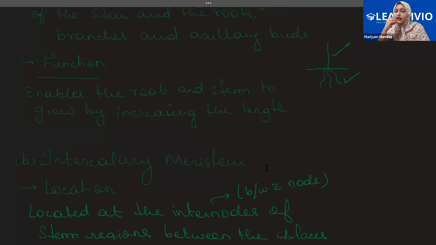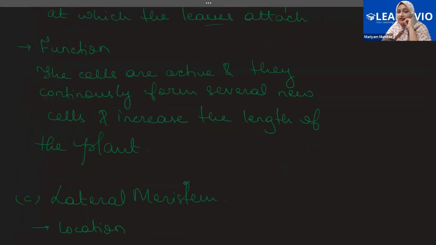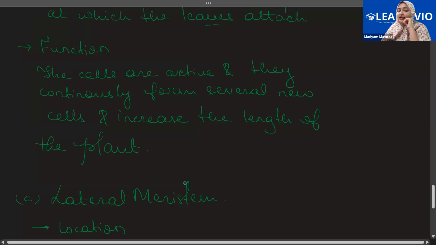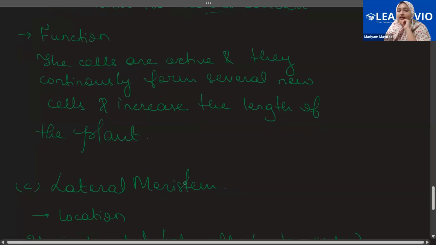Okay. So a very obvious question I asked: where would the roots grow? We know that they will grow downwards, they'll keep on growing downwards and downwards. And the same goes for the stem, it will grow upwards. So it enables the root and the stem to grow by increasing the length. Then talking about the intercalary meristem, these cells are very active and they continuously form several new cells and increase the length of the plant. Okay. Clear to everyone? Yes, ma'am. Anyone who needs a proper discussion on this?